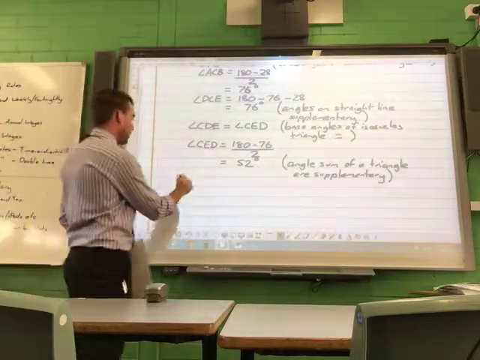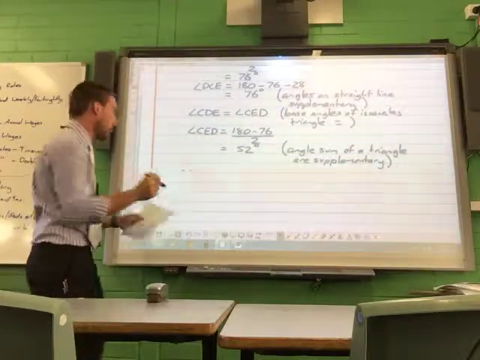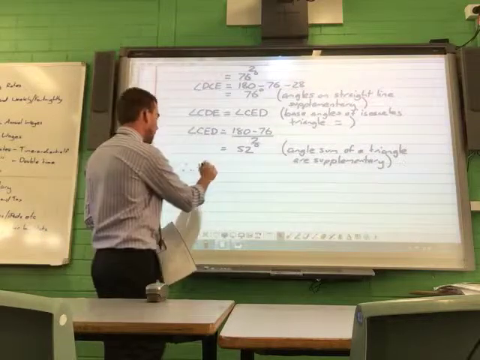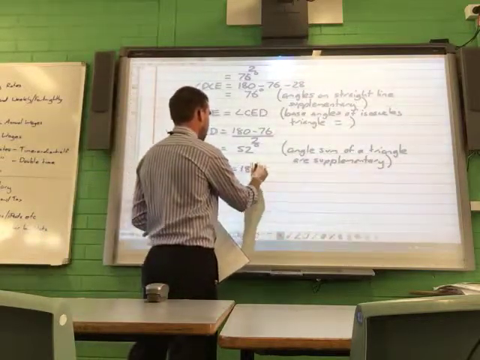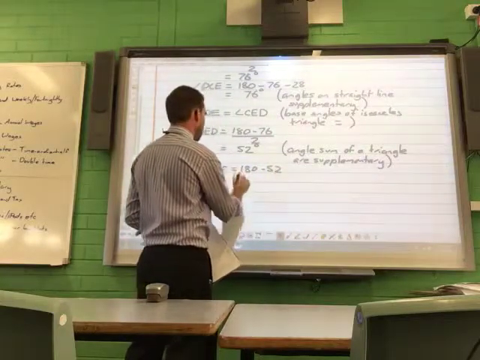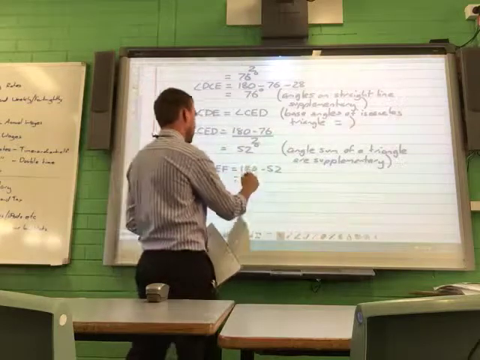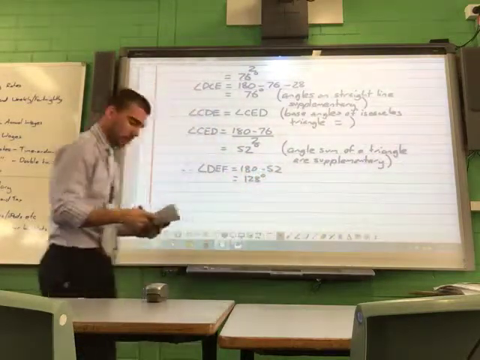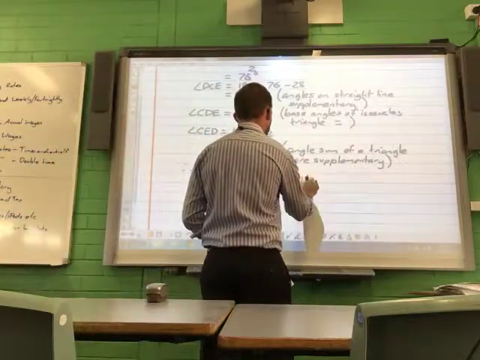Alright, so therefore, wow, the lesson's gone quick. So therefore, angle DEF is going to be 180 take away 52, so 128 degrees. Okay, so I've done the angle sum on the straight line.